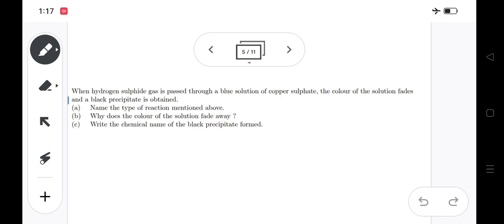Why does the color of the solution fade away? See, in the reaction it was copper sulfate. The color of copper sulfate is blue. But when it combines with H2S, it becomes copper sulfide and sulfuric acid. Sulfuric acid is a colorless solution. That's why the color of the solution fades away. Then write the chemical name of the black precipitate formed. The black color precipitate formed is copper sulfide. Okay.